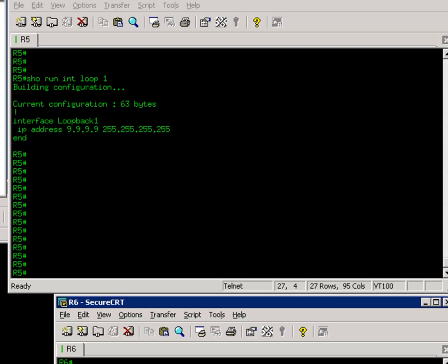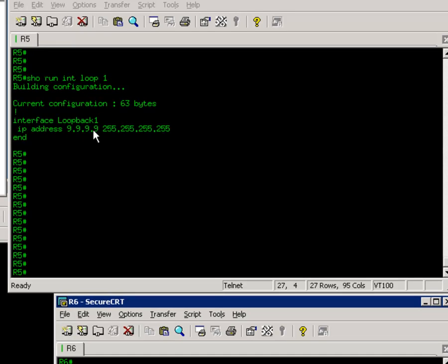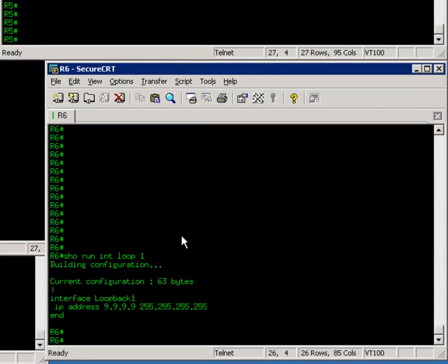I configured another interface loopback 1 on router 5 with IP address of 9.9.9.9. I also did the same on router 6 using interface loopback 1 with the same IP address 9.9.9.9. And the idea of this lab is to show you if I initiate a ping from router 1, which router is pinging, whether it's router 5 or router 6, because they have the same IP address.